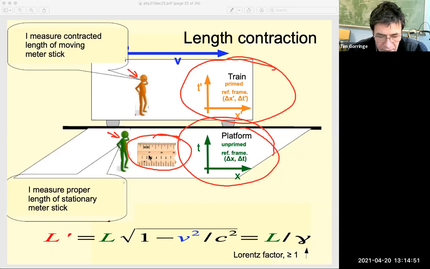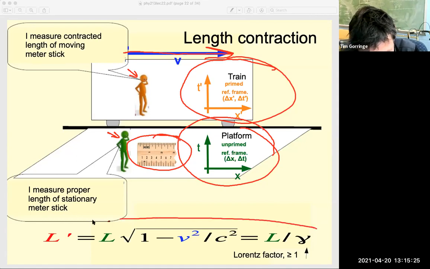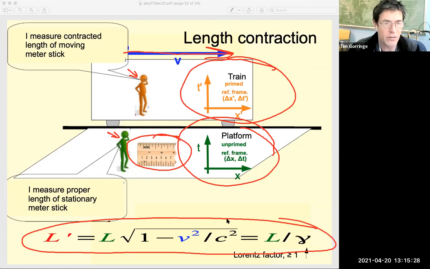So in this case, with the meter stick at rest on the platform with the pedestrian observer, the platform observer measures the correct length, the proper length of the meter stick. But the observer on the train is moving through the platform with speed v. The train observer, who sees a moving meter stick, measures a contracted length of the meter stick. And this equation down here describes that contraction.